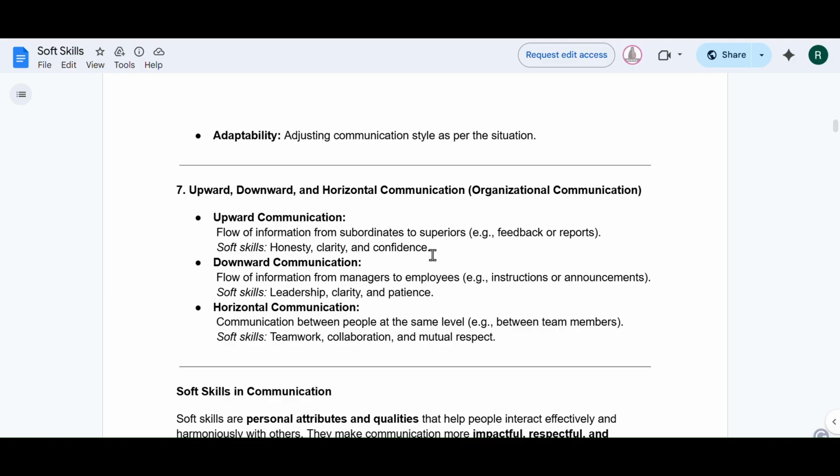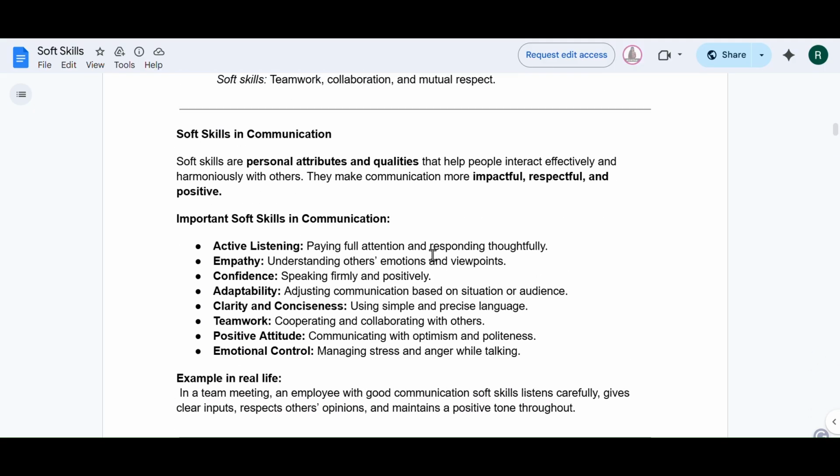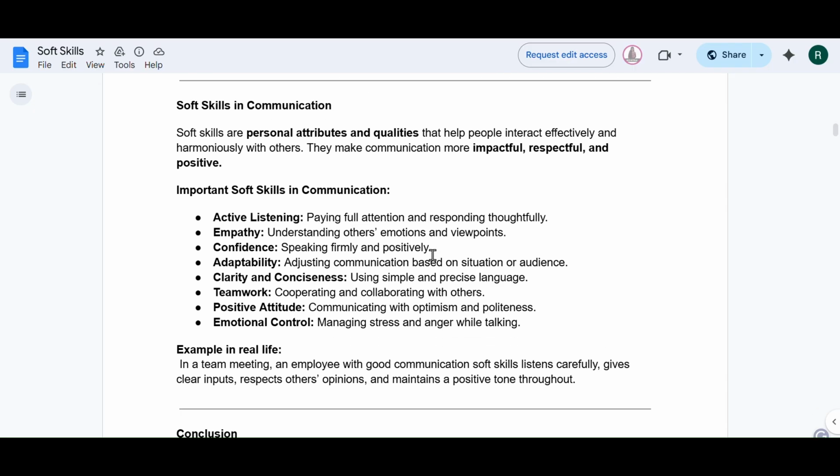Downward communication means the information which passes from teachers to students. Horizontal communication means communication at the same level, for example, student to student, teacher to teacher, or HOD to HOD. Okay, we learned everything about communication and types of communication.